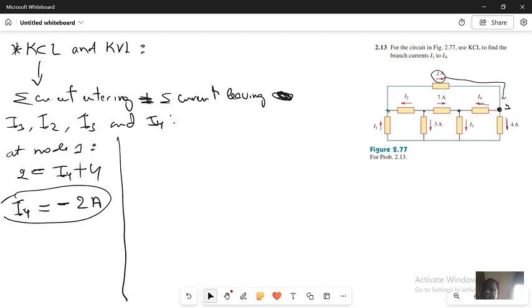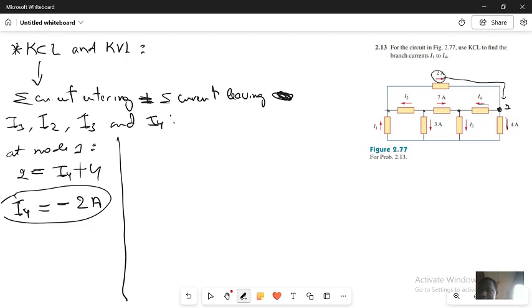So why did I start from here? Just to make it easy for me, because in this node I have only one unknown, I4. If I started from the other side, I would have I2 and I1 as unknowns, and that would make some problems. That's why I start from here.